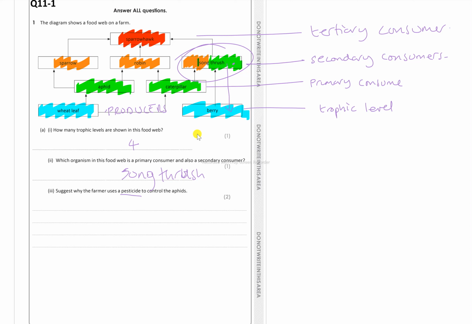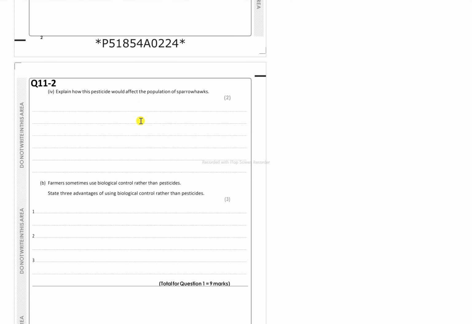Why do farmers use pesticide? So it's to reduce the number of aphids. It kills them, so fewer plants are eaten or damaged, so you get a better yield of crop. And just put that in. They're not going to mark you down. It's win-win.